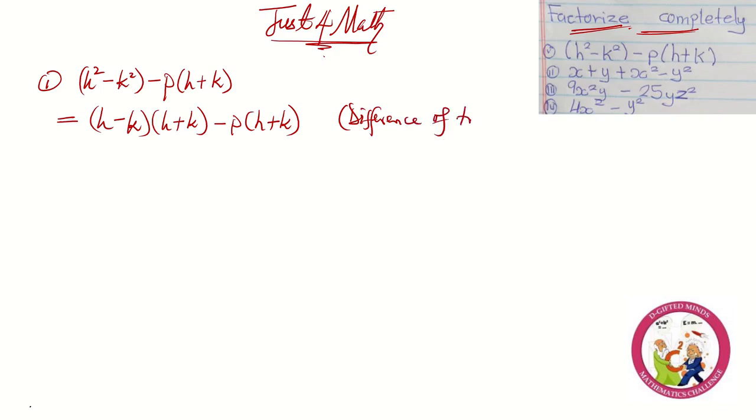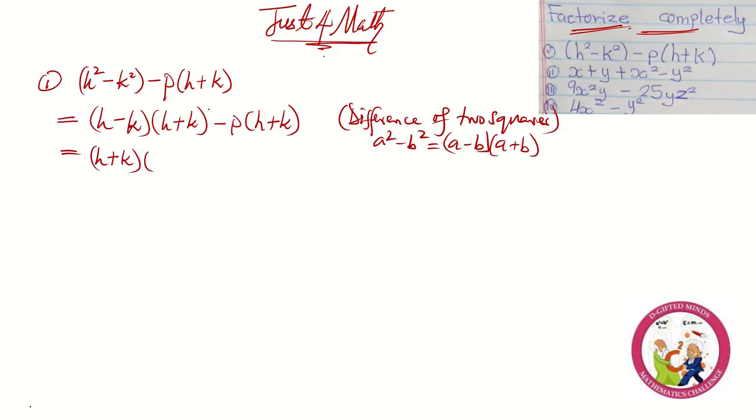Difference of two squares. So whenever you see a squared minus b squared, this can always be expressed as a minus b times a plus b. So that is the concept that was used to expand h squared minus k squared. The next step would be to factorize, of course. You look through the two terms of this expression and notice that h plus k is common to both terms. So I can factor that out to have h plus k into brackets.